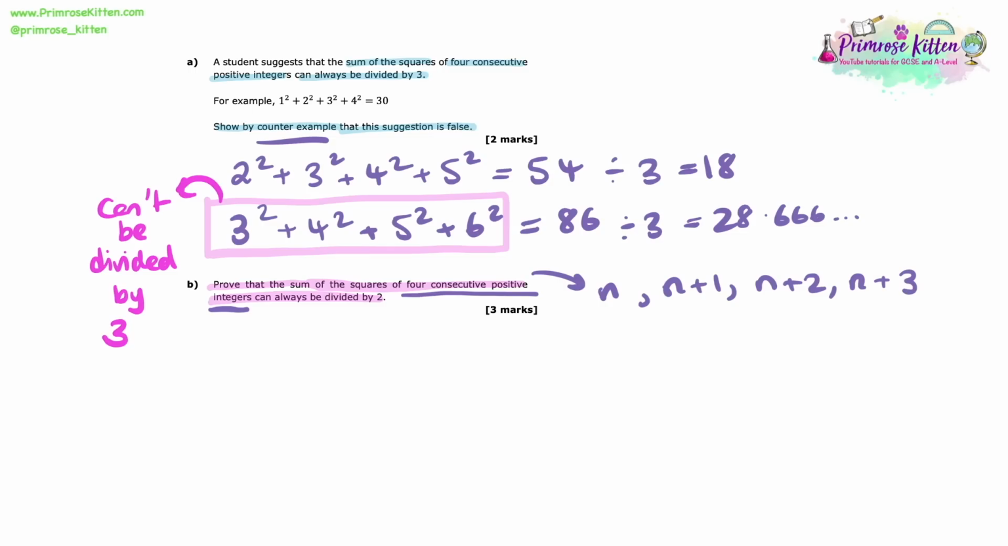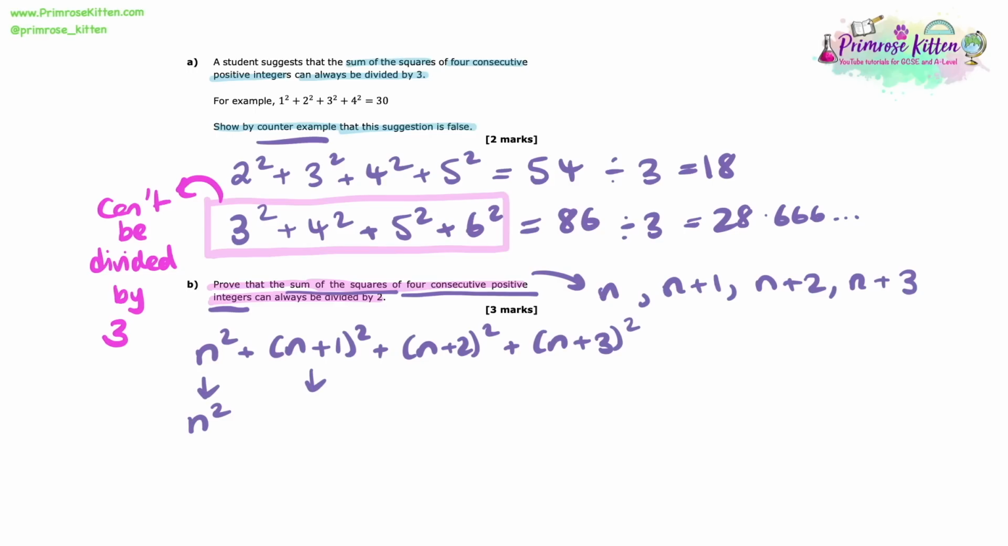Now, in algebra, we can represent 4 consecutive positive integers by n, n plus 1, n plus 2, n plus 3. And because we need the sum of the squares of these 4 consecutive positive integers, that's n squared plus n plus 1 squared plus n plus 2 squared plus n plus 3 squared. And to prove this, we just need to simplify this algebra, tidy it up, and see what it looks like.